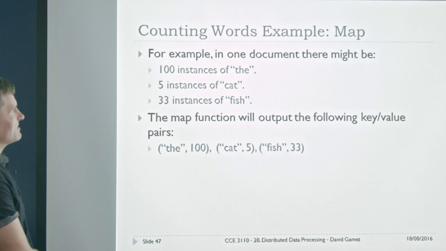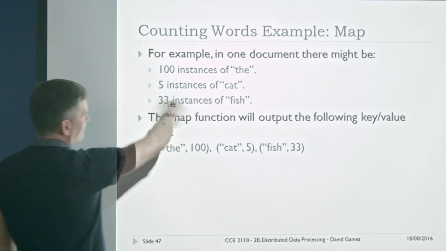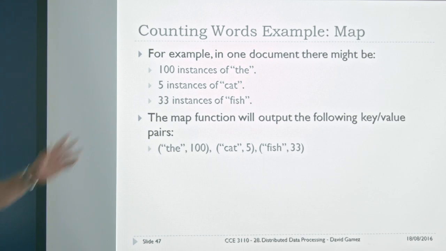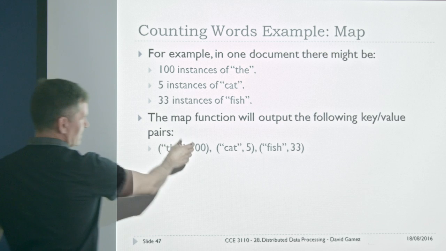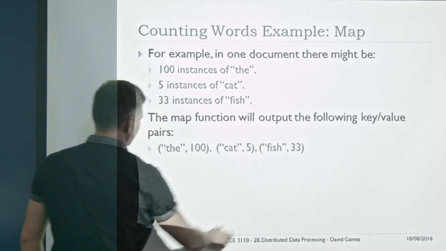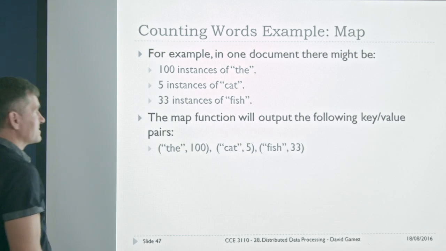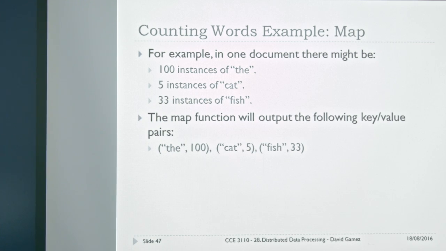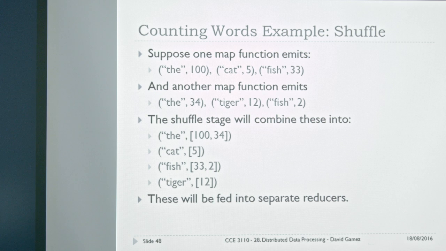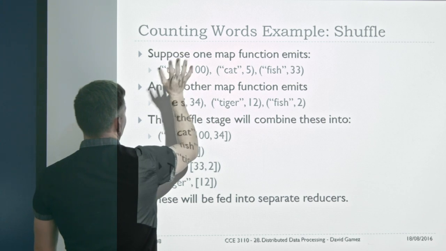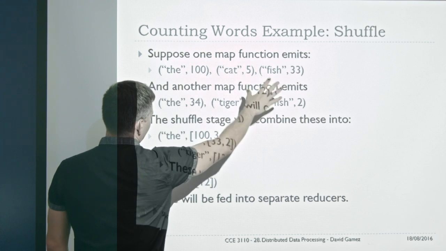So let's suppose in one document there's like 100 instances of "the", 5 instances of "cat", and 33 instances of "fish". And so what the map function will output is like "the" 100, "cat" 5, "fish" 33. Like here's the key, and here's the value for those words in the document. It's a pretty, the catfish, cat, fish, the cat. Yeah, not a very exciting document, I guess. So we have one map function processing one document, and it emits these 3 key value pairs.